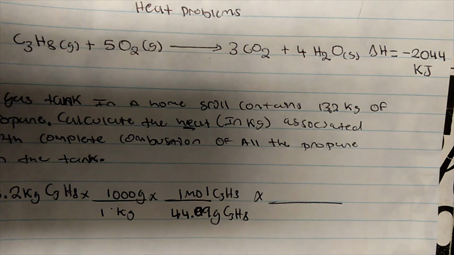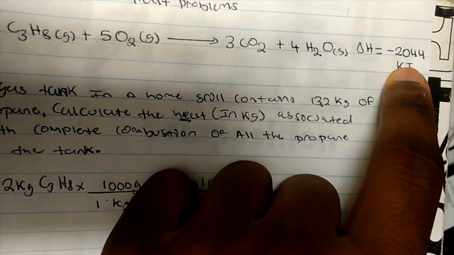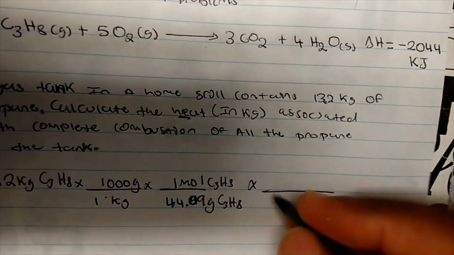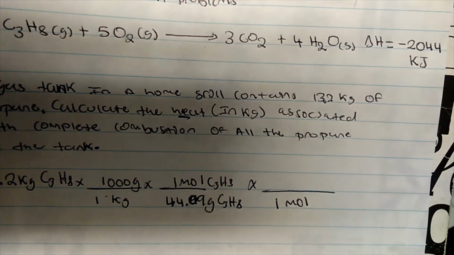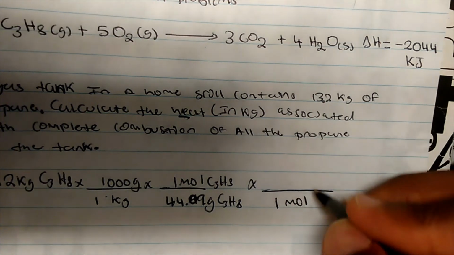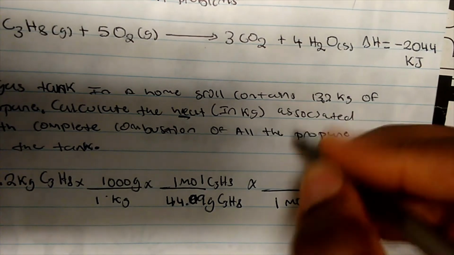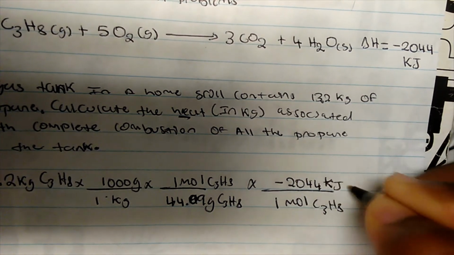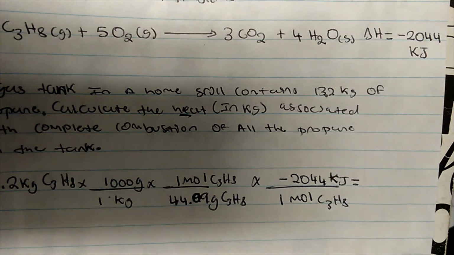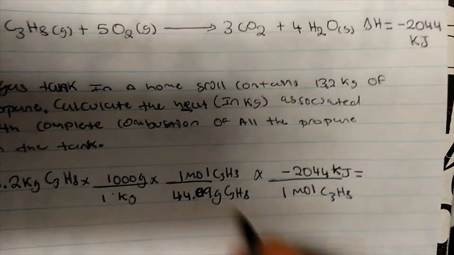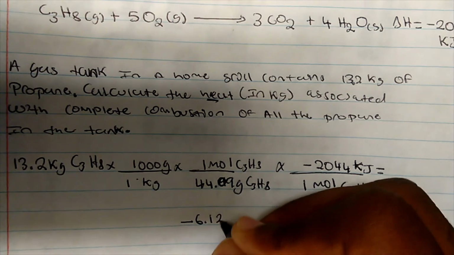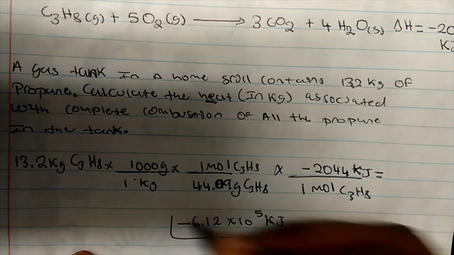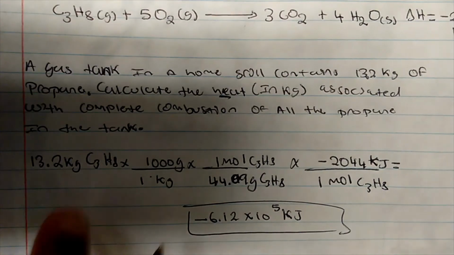That's the reason why I needed to get to moles, because this answer, even though it just says kilojoules, is actually kilojoules per mole. And so what does that mean? Well, I know that for every 1 mole of C3H8, I actually get negative 244 kilojoules. If I plug this all into my calculator, it should come to around negative 6.12 times 10 to the 5 kilojoules.